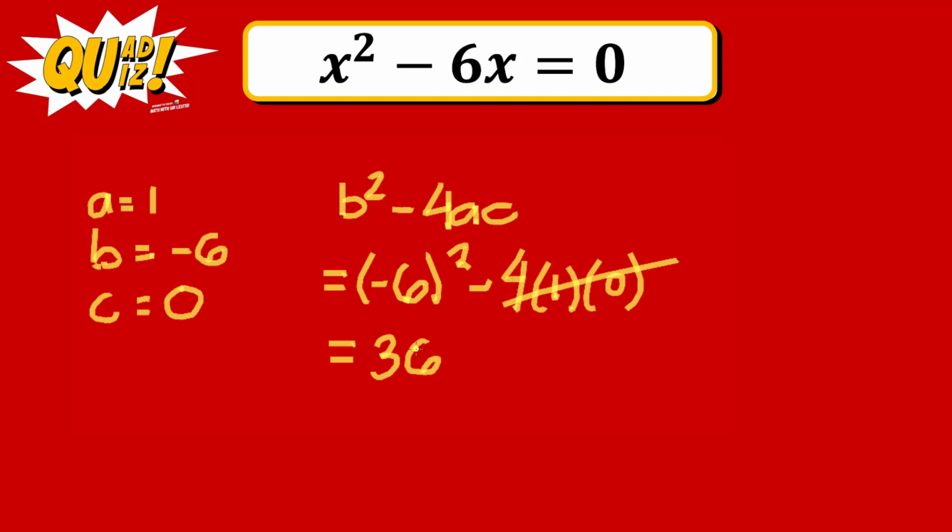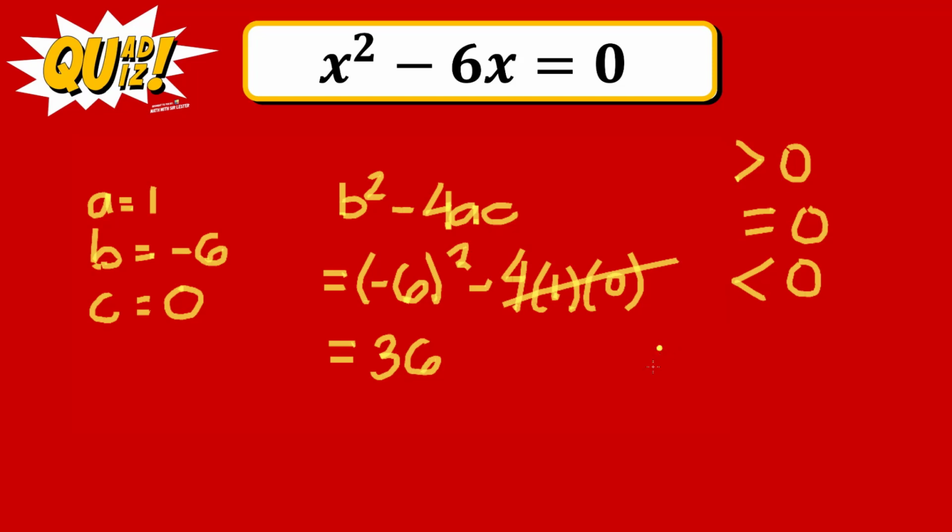Next is to determine the types or the nature of roots. Now there are 3 different considerations for the discriminant. It's either the discriminant is greater than 0, the discriminant might be equal to 0, or the discriminant might be less than 0. And there are specific interpretations to that. But let's just focus on this result. 36 is the value of our discriminant, and it's greater than 0.